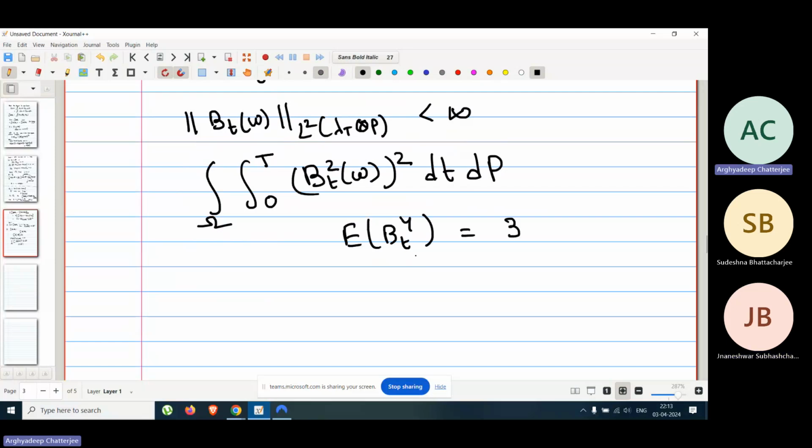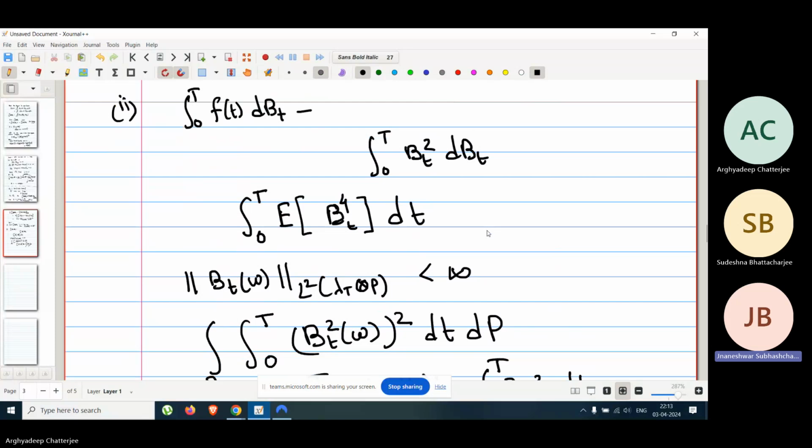And this is equal to 3t squared, the fourth moment of a normal variable. Then the integral from 0 to t dt, so this is finite. So this is fine. The integral of this thing is actually different.